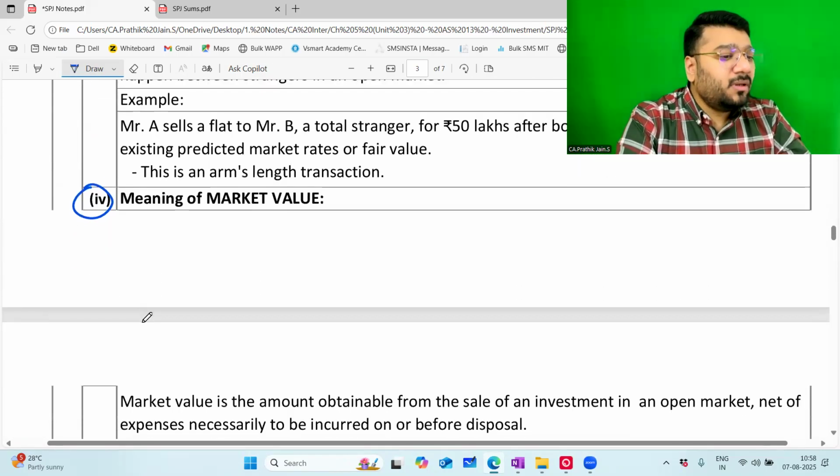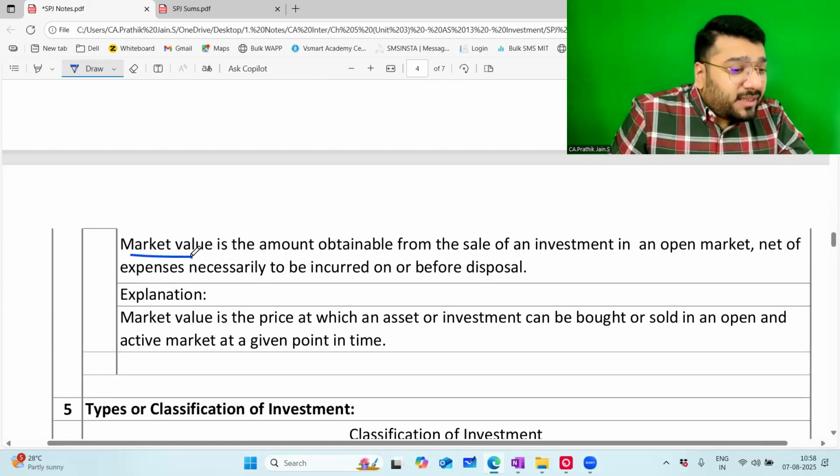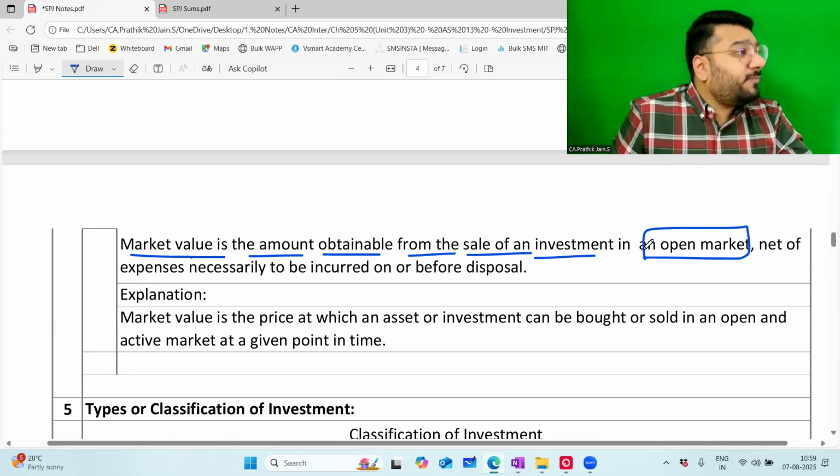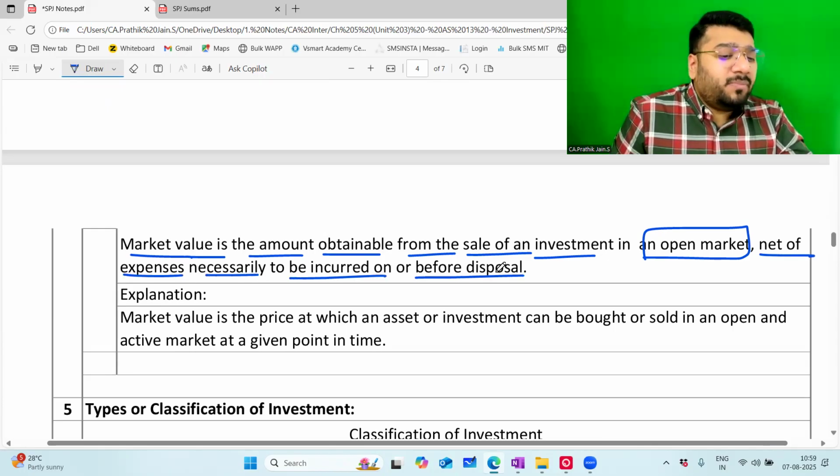Wonderful. Now, sir, often we come across the term market value and fair value in this chapter. So what is the meaning of market value? Market value is the amount obtainable from the sale of an investment in an open market. So there is some open market, and the value of that investment is obtainable from it, net of expenses necessary to be incurred. Mainly, what is the explanation of this?